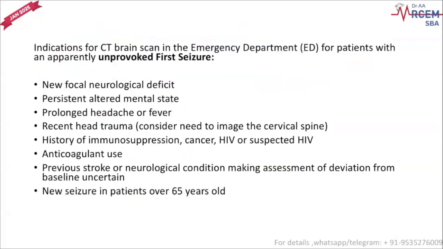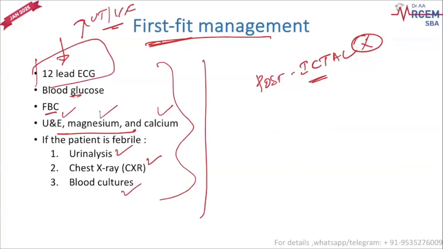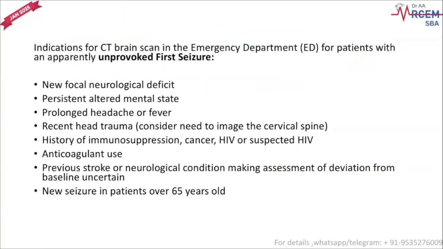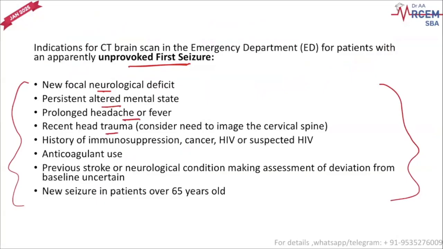When do you get a CT scan done? Here, I have not mentioned any imaging at all. You get imaging in an unprovoked first seizure only if any of the following is present. That is, any new onset focal neurological deficit, any altered sensorium, any prolonged headache or fever this patient was having, any recent head injury, or history of immunocompromise, cancer, HIV or suspected HIV.